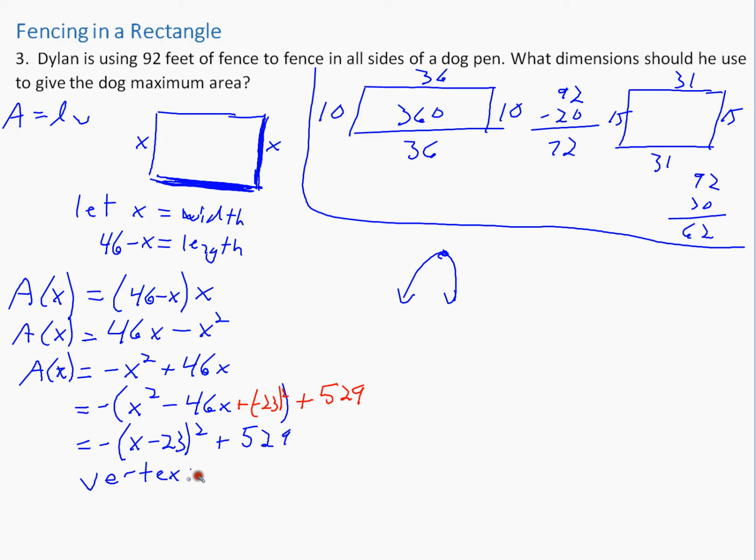at 23, 529. So this is our x value, and this is our area. Our maximum area is 529 feet squared. Our x value is 23. That means our width is 23.